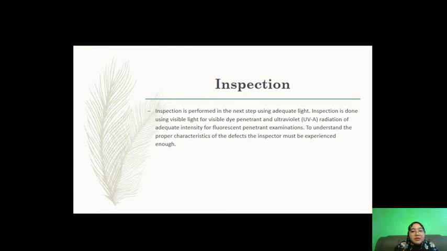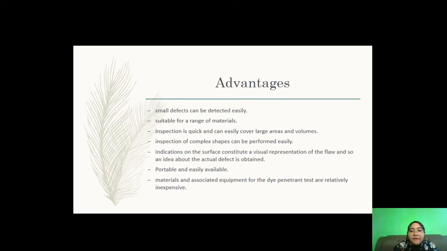Fourth method is inspection. It uses adequate light. Inspection is done using visible light for visible dye penetrant and ultraviolet radiation of adequate intensity for fluorescent penetrant examination. To understand the proper characteristics of a defect, the inspector must be experienced enough.